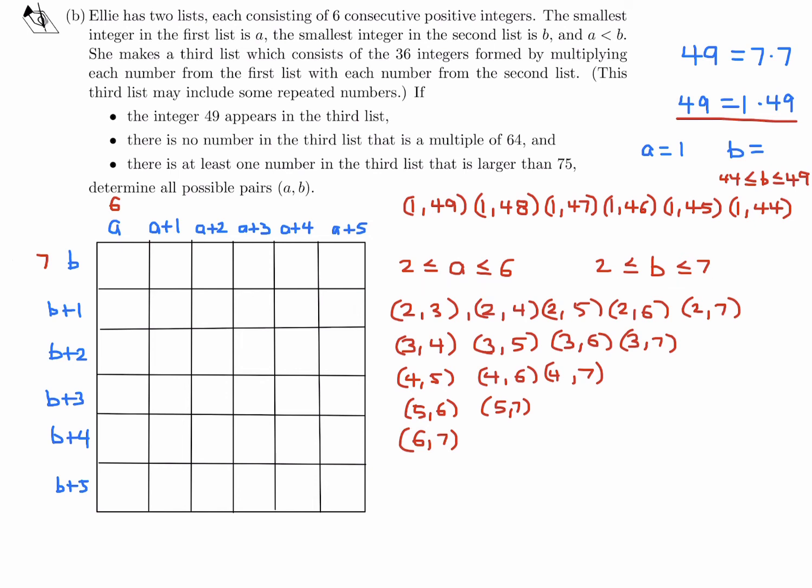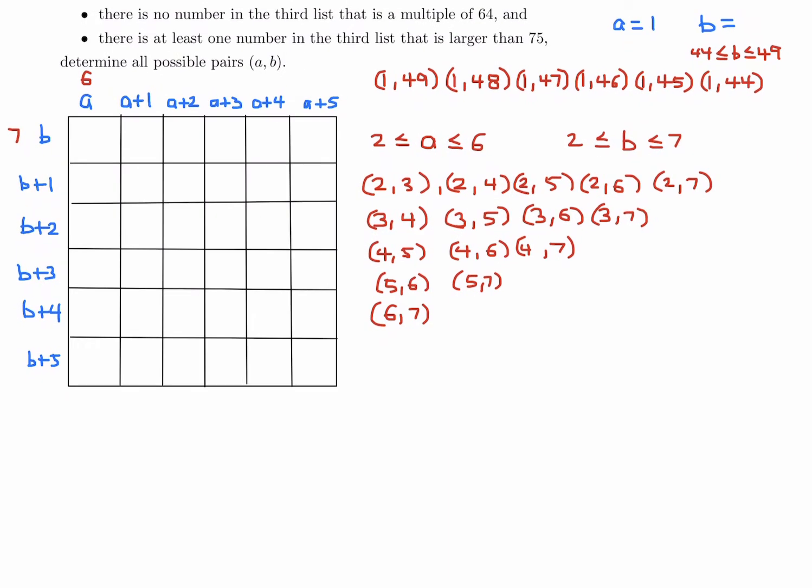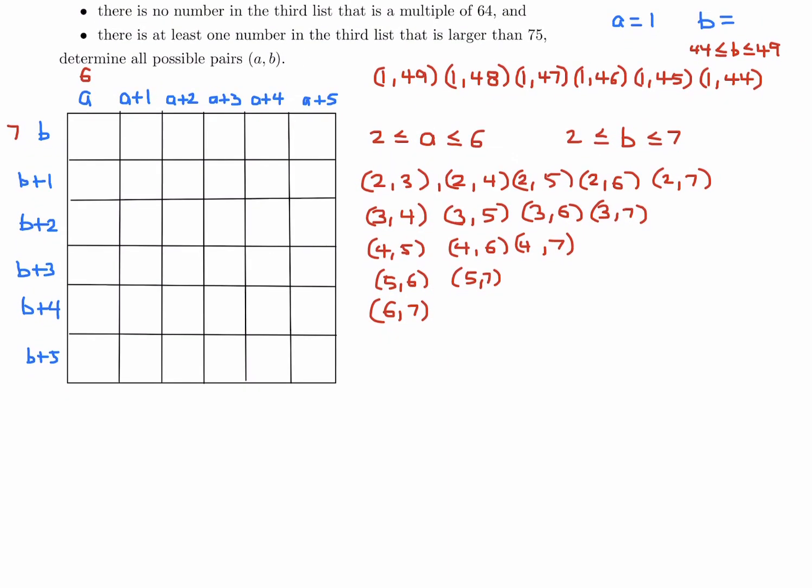Okay, so I'm pretty much done with this first criteria. This is what I got. I got a whole bunch. But now what I have to do is look at the next two criteria, because the next two criteria will most likely eliminate a lot of these, because something tells me that the answer will be much less than all these guys.